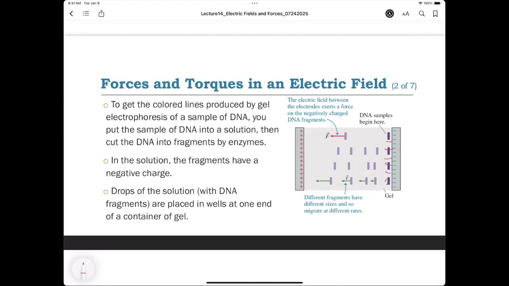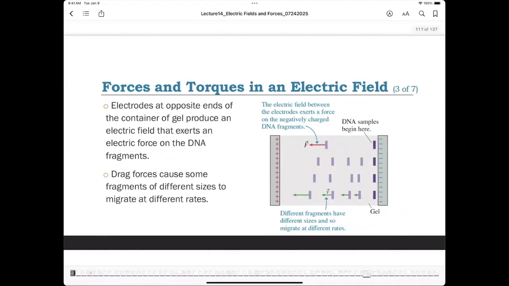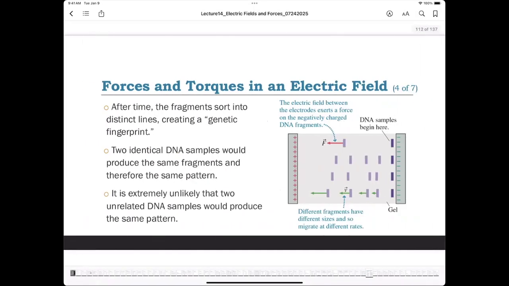Drops of the solution are placed in wells at one end of the container of gel, and electrodes at the opposite end of the container produce an electric field that exerts an electric force on the DNA fragments. Drag forces cause fragments of different sizes to migrate at different rates. After some time, the fragments sort into distinct lengths, creating a genetic fingerprint. Two identical DNA samples would produce the same fragments and therefore the same pattern. It is extremely unlikely that two unrelated DNA samples would produce the same pattern.